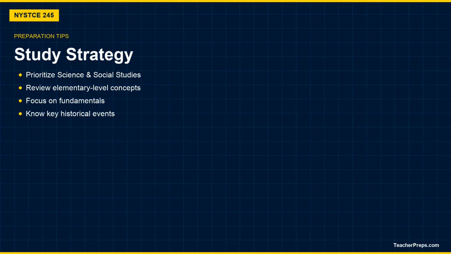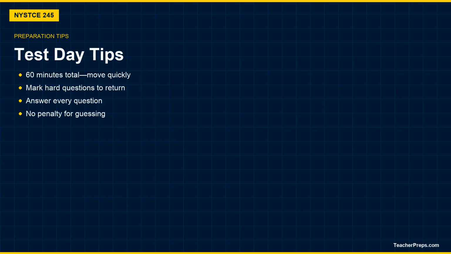Let's recap. The NYSTCE 245 has about 40 multiple-choice questions with no written component. You have 1 hour and need a 520 to pass. Science and social studies are each 40%, with arts and health at 20%.